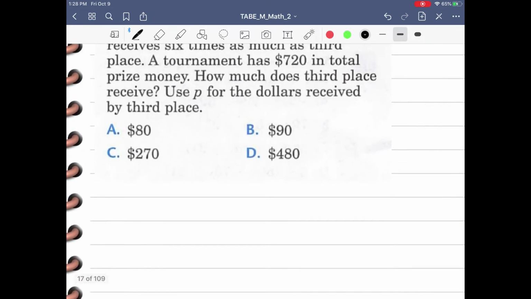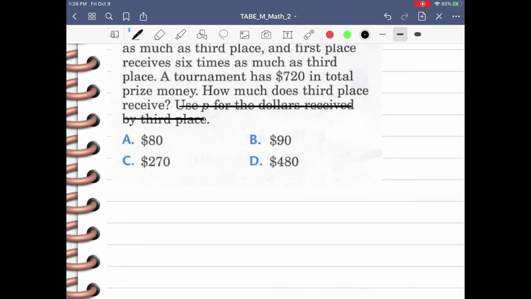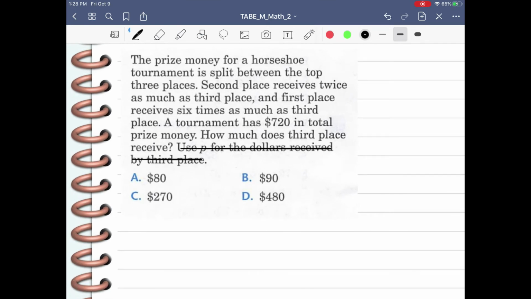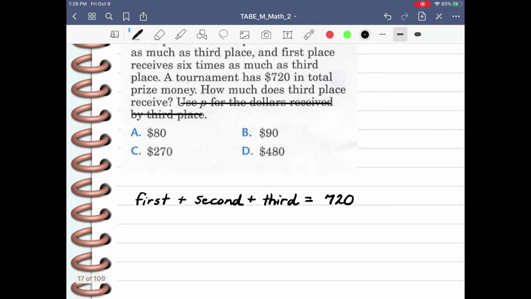Okay, I'm going to ignore this part, and I'll show you why. First of all, we have first plus second plus third equals $720. Which of these places receives the smallest amount of money? It's the third place. That's the one that you want to make your variable.